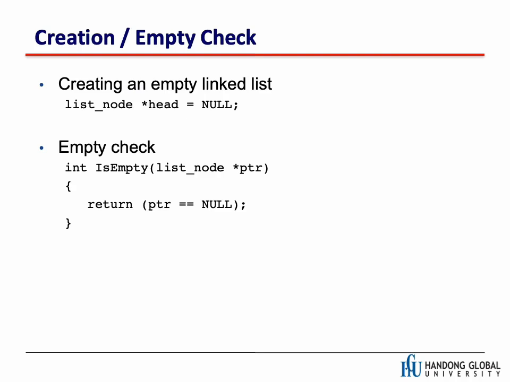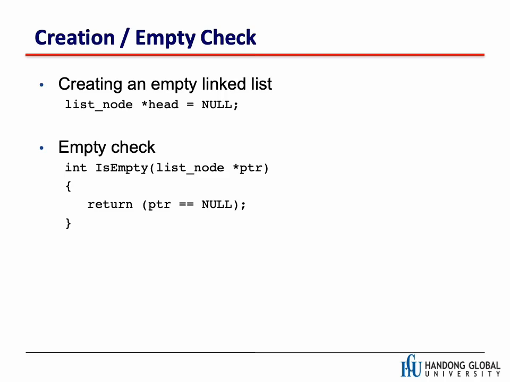Okay, next, operations are quite simple operations. Creating an empty linked list is quite simple. After declaring this list node pointer head, we just assign null. So head is pointing to nothing. Okay, that is a simple way to create an empty linked list. This one will go into the constructor of the dList class.